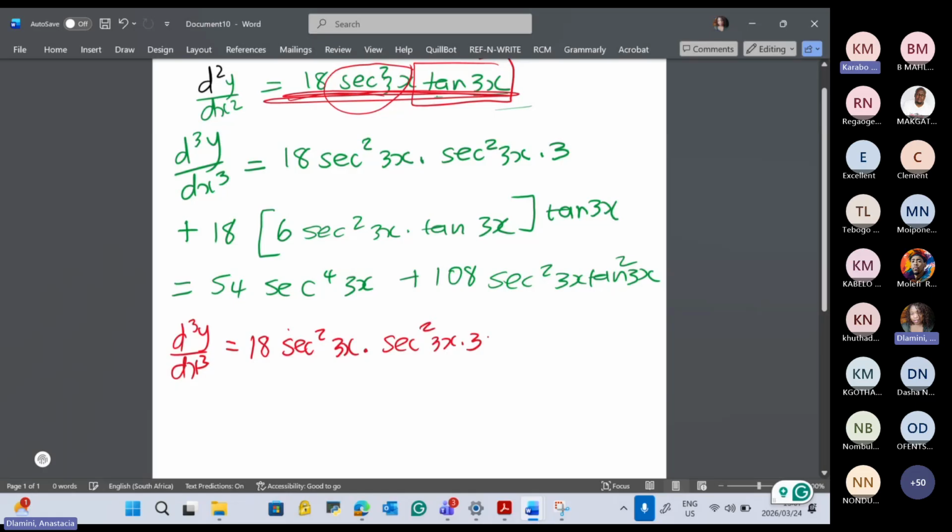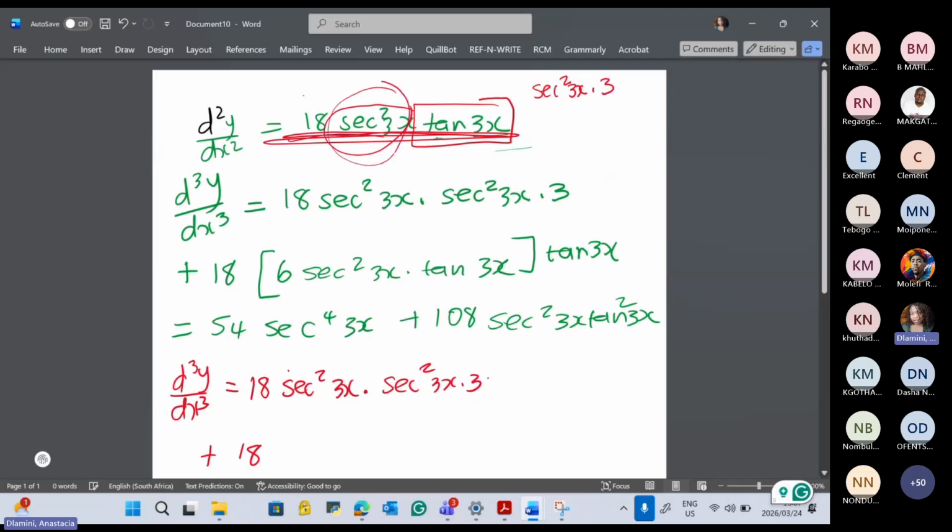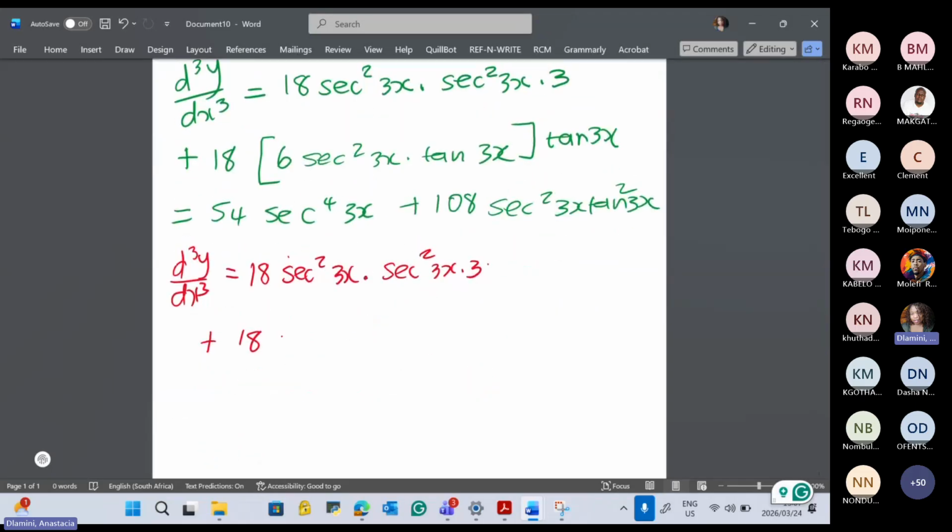Now we say, okay, plus 18. We want the derivative of sec squared 3x now. So let's write the 18 tan 3x the way it is. Give me the derivative of sec squared 3x. What is the derivative of sec squared 3x? It's going to be 2 sec 3x times sec 3x.